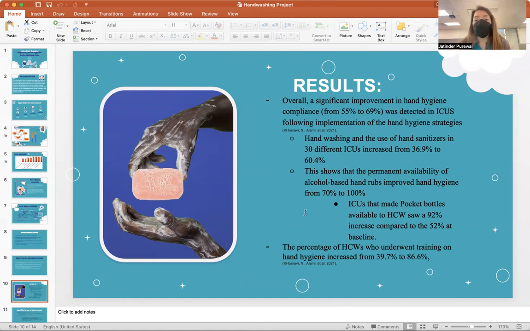ICUs that made pocket bottles available to healthcare workers saw a 92% increase compared to the 52 at baseline. The percentage of healthcare workers who underwent training on hand hygiene also increased from 39.7% to 86.6%.